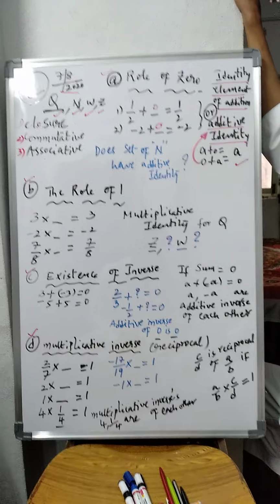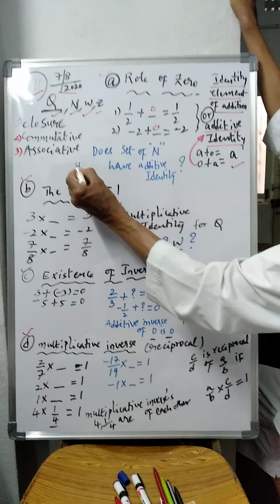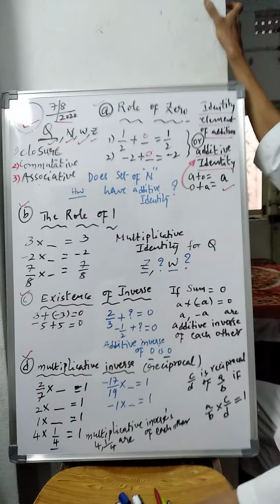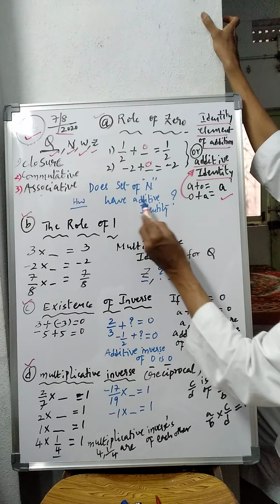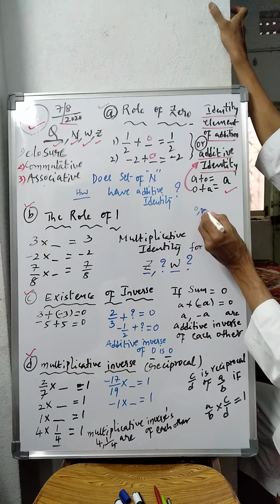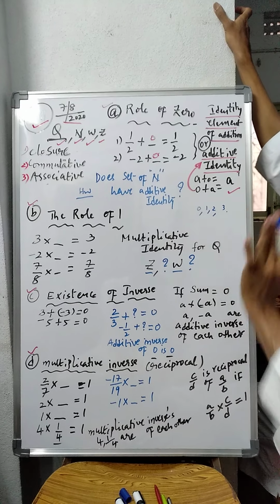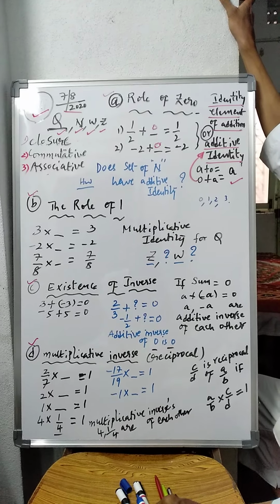So now the question is one simple logic. This blue part, you take as homework and write. I will scan and send. The question is, does the set of natural numbers have an additive identity? Like 0, 1, 2, 3. Does this set have an additive identity? So you think it over and answer.